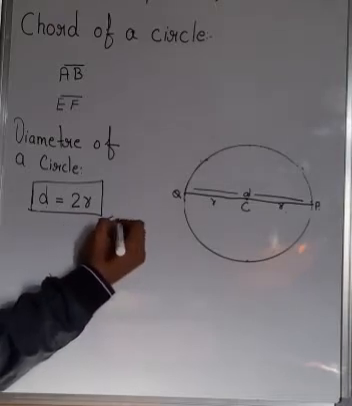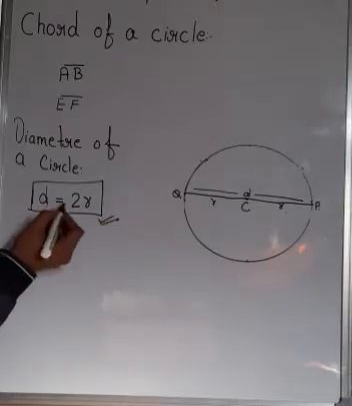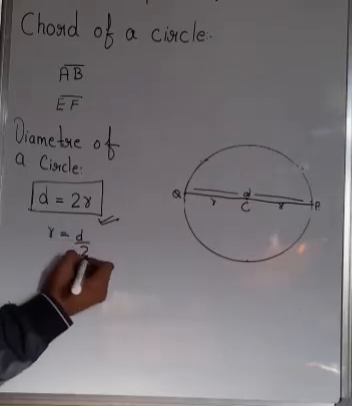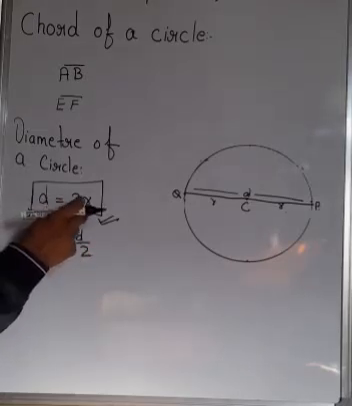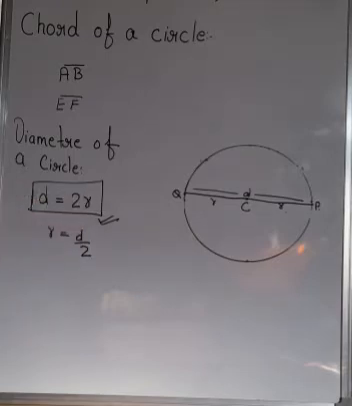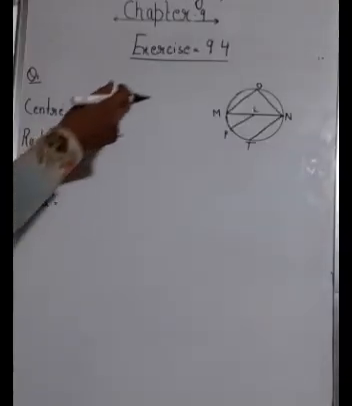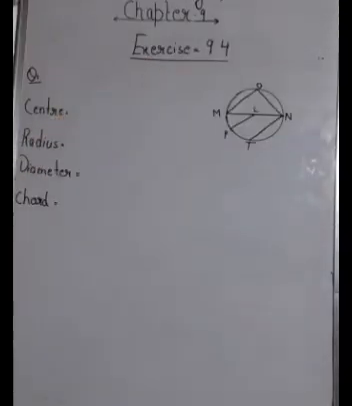This relationship is very important. You can find the value of r from it, like r is equal to d by 2, or if they have given you d, you can find r, and if they have given you r, you can find the diameter of a circle. Clear? Now students, we will do one question from your exercise 9.4.